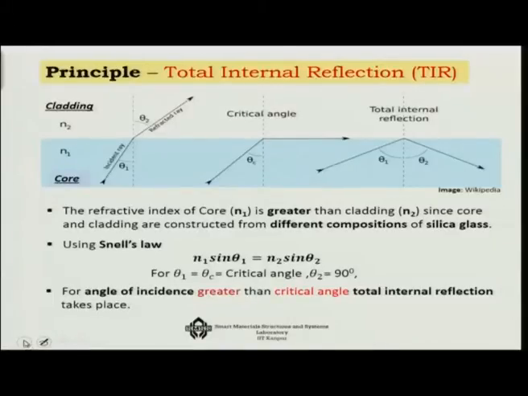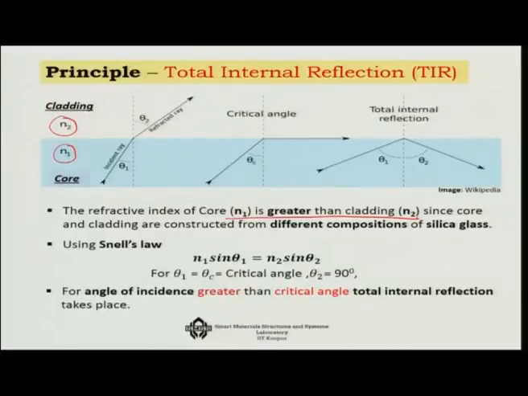Now, why does this happen? Consider that you have a core which has a refractive index n1, and a cladding which has a refractive index n2. So, n1 is generally greater than n2. This is very important. The medium is chosen in such a manner that the refractive index of the core is greater than the refractive index of the cladding.